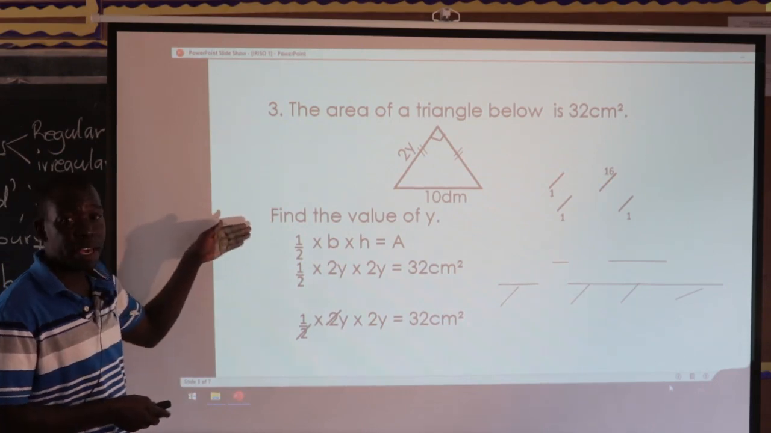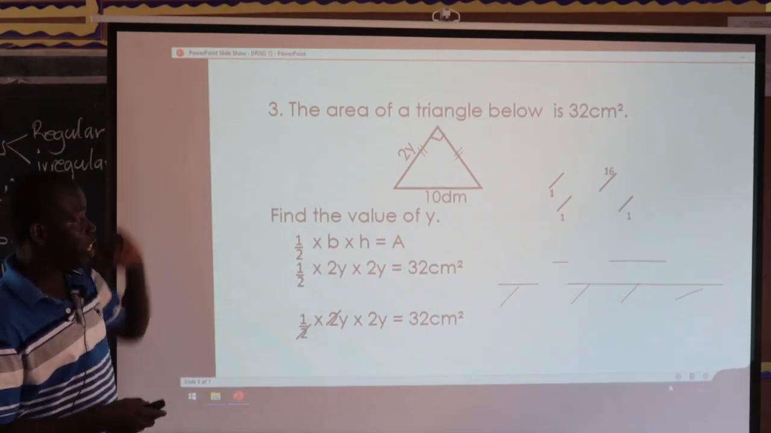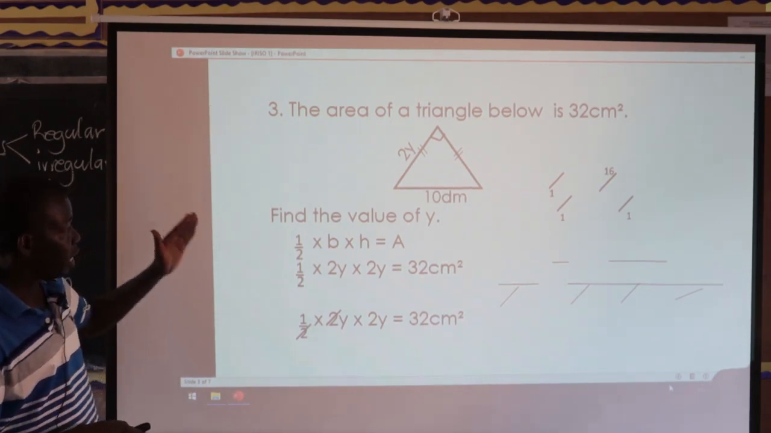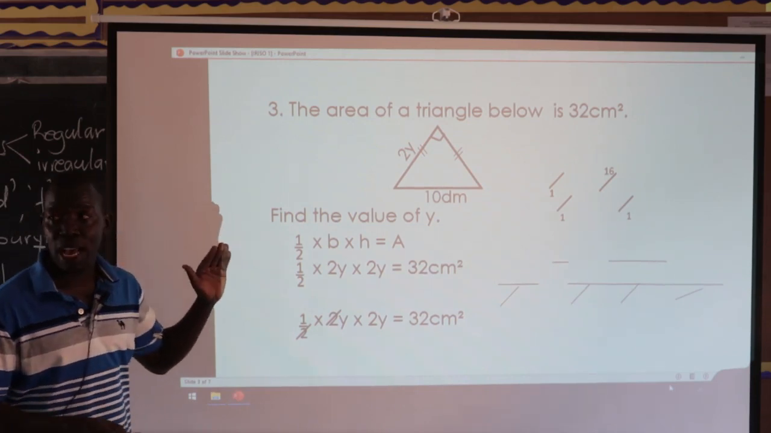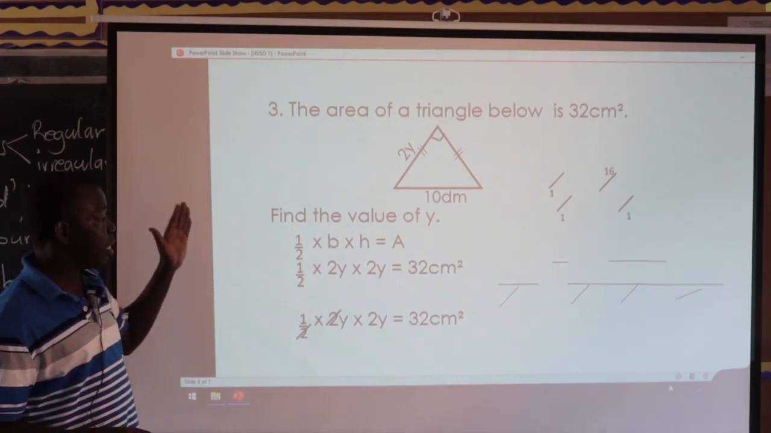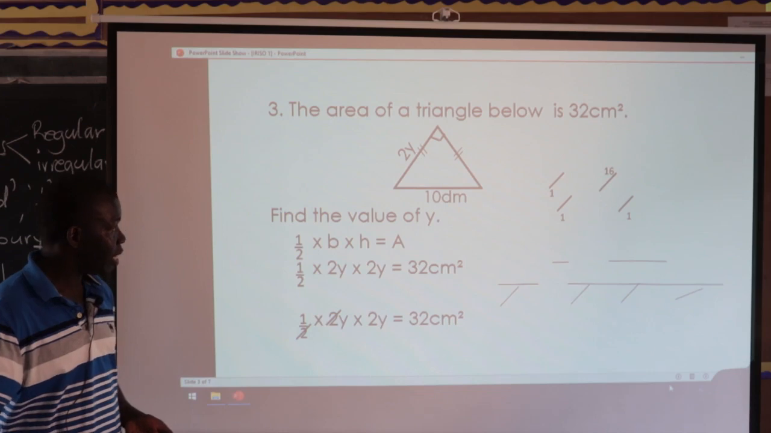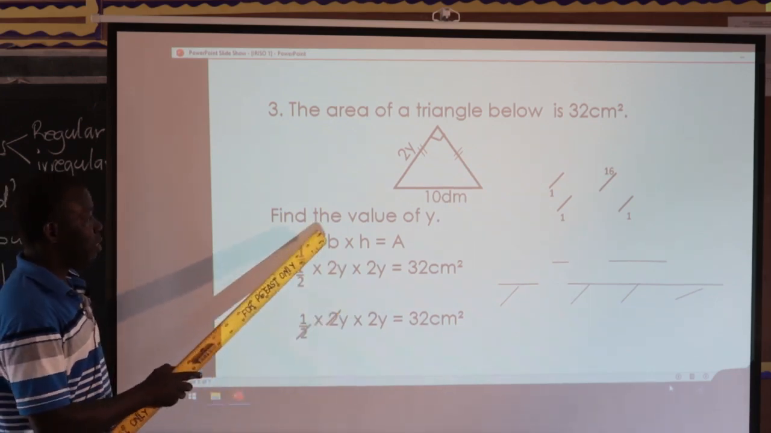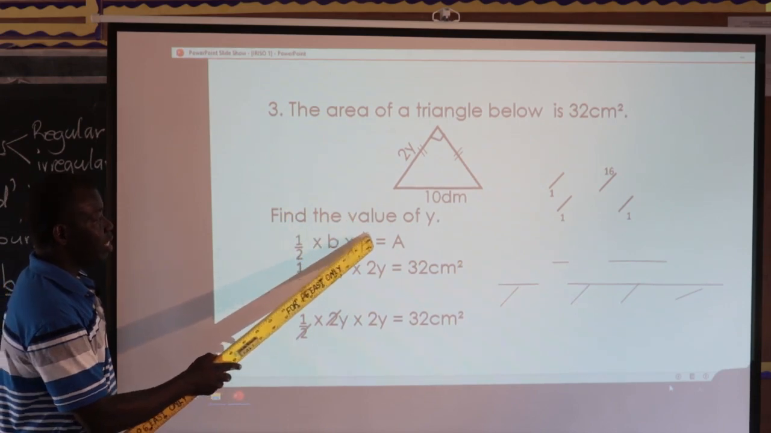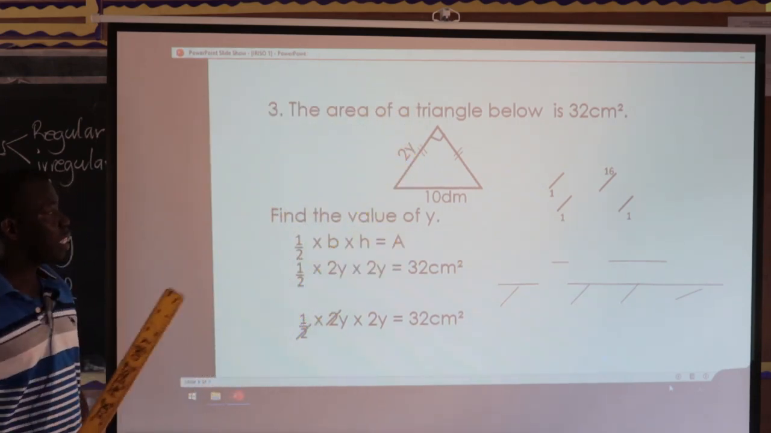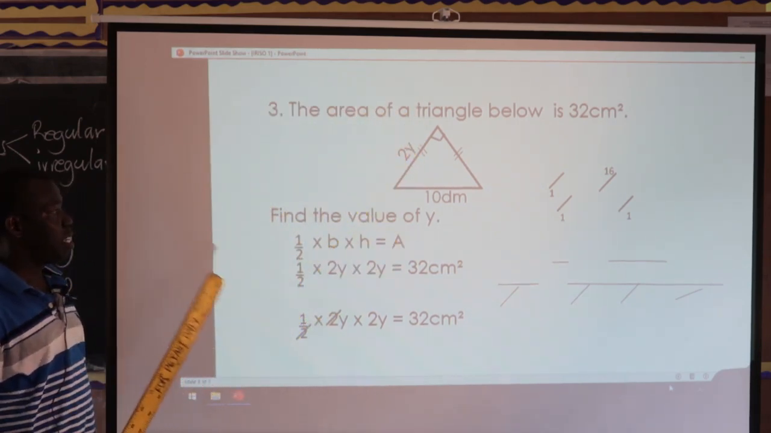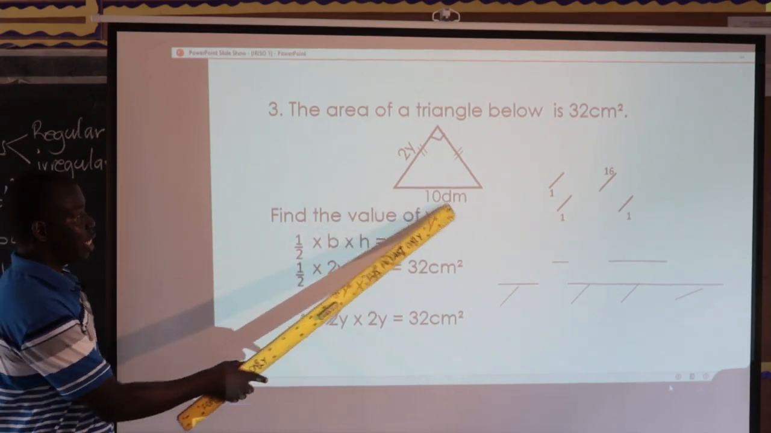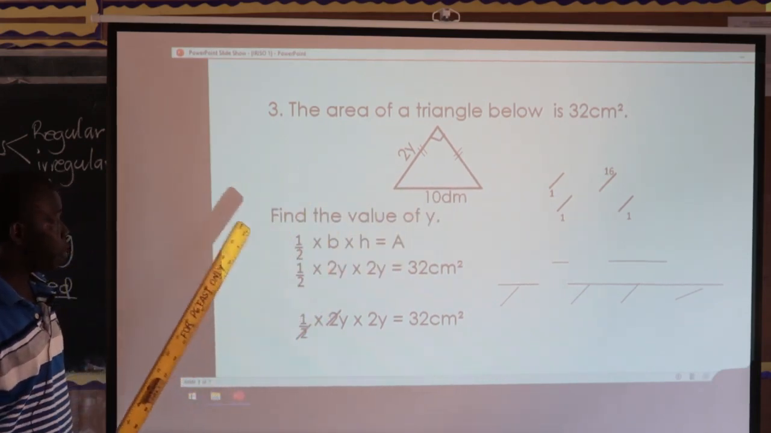So when you come here, the question is asking us to find the value of y. We now say, begin by stating the formula, that is a half times base times height. Good. It is here a half times base times height, giving us the area, which is 32 square centimeters. Please, children, change the 10 decimeters also to centimeters.